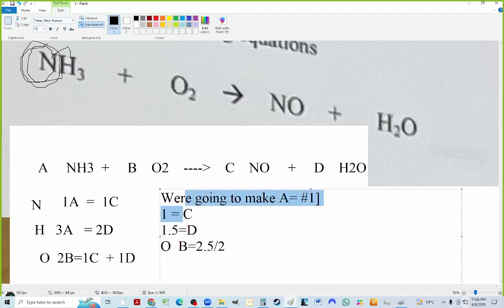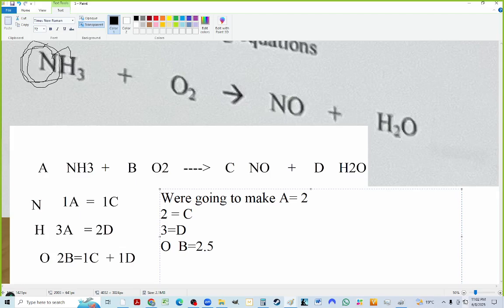Now, A is fine. It's a 1, right? C is fine. It's a 1. D is a pain. It's 1.5. So we're going to try to get that into whole numbers. Multiply it by 2, but we have to multiply everything by 2 if we do that. So this becomes 2, this becomes 2, and this becomes 3, right? What does this become? This is 2.5 over 2 times 2. So it's 2.5. Yeah, great.